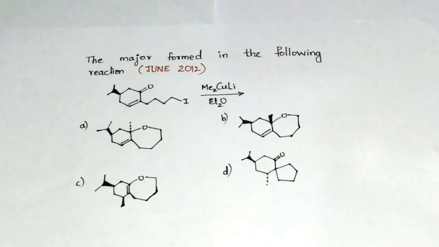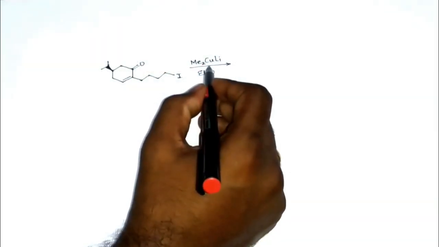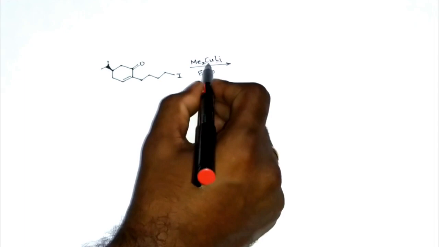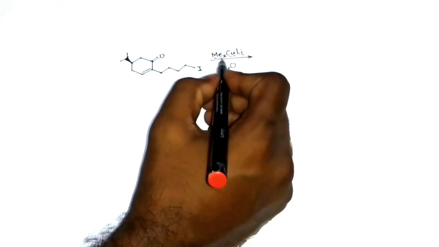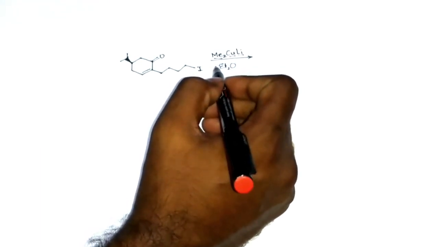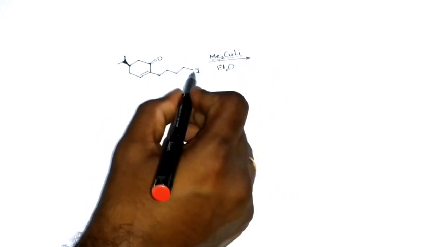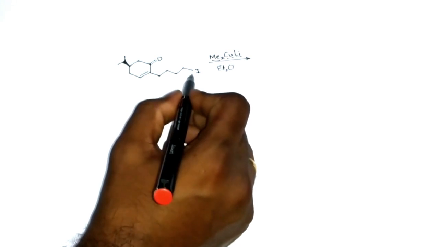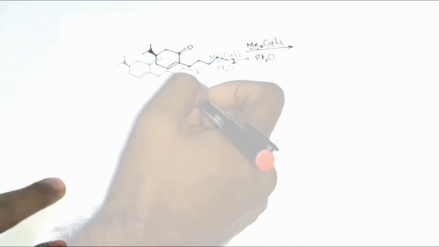The product formed in the following reaction is... this is Gilman's reagent, where there is a lithium, a copper, and an alkyl group. These reagents are useful because, unlike the Grignard reagents and the organolithium reagents, they react with the alkyl halides to replace the halide group with an R group.